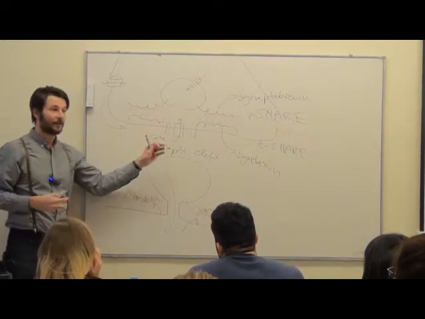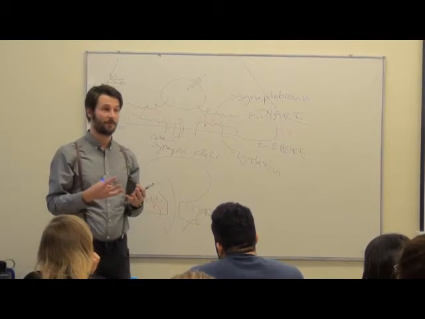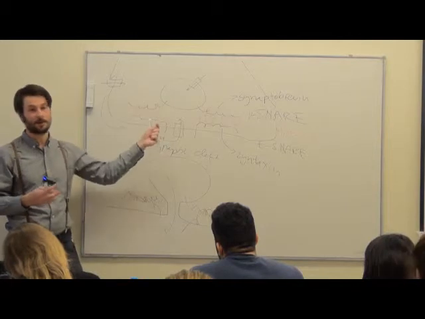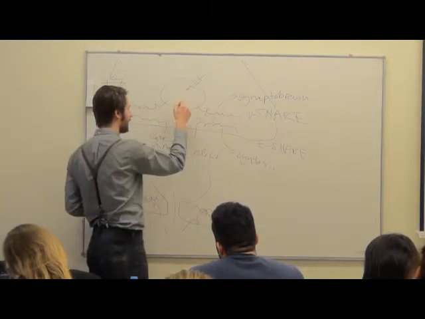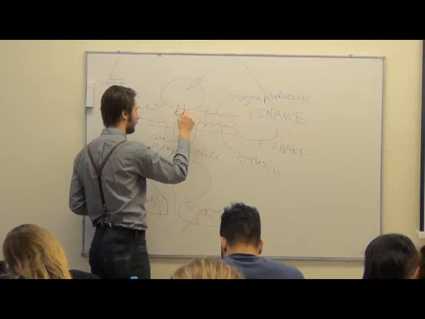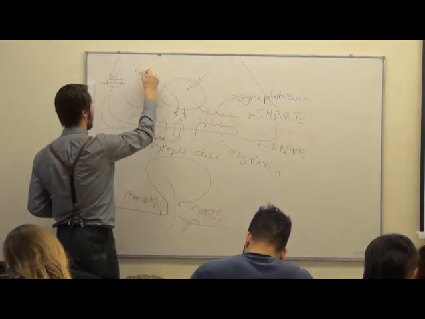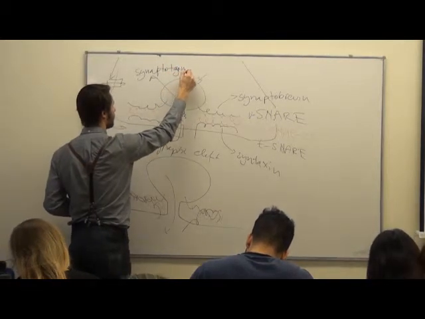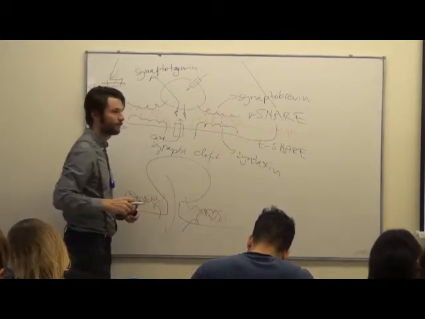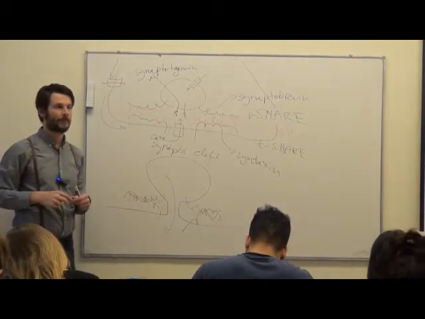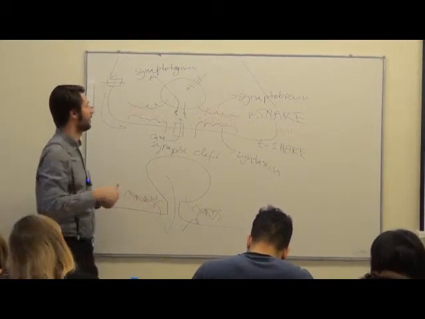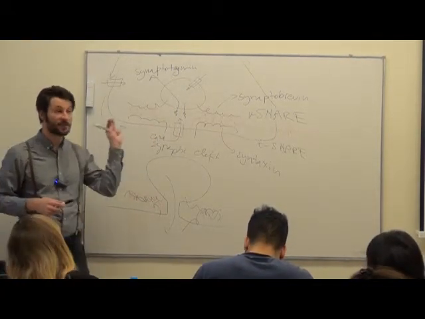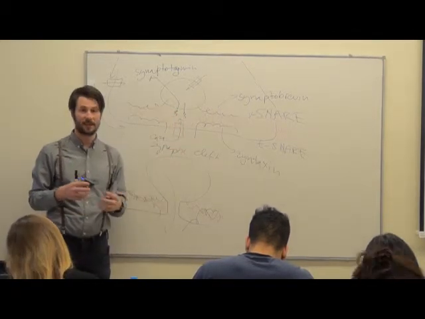So we have calcium going in, and now what we need is a calcium sensor. So we need a protein that senses the concentration of calcium, and that actually starts this whole process. And the protein is on the vesicle, and it's called synaptotagmin. T-A-G-M-I-N. Okay, synaptotagmin. So that's the sensor. It's a protein that binds calcium.